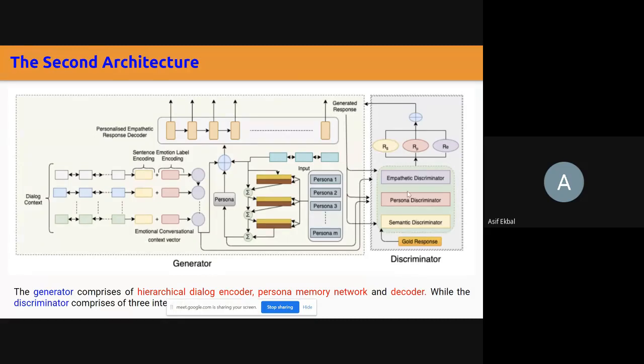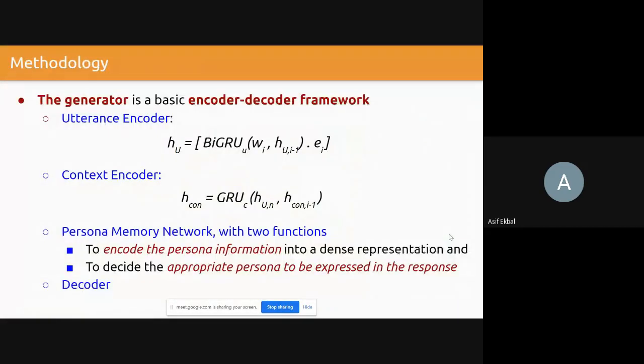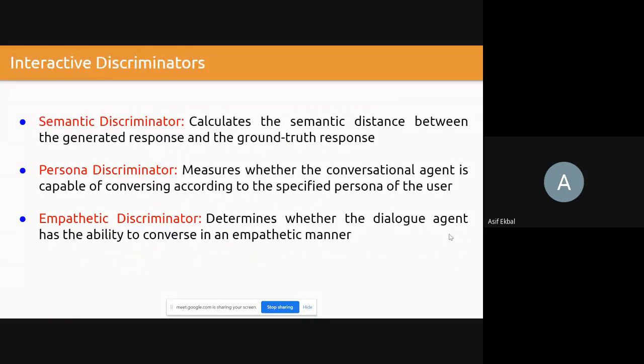Now there are adversarial discriminators also, and there are three discriminators here. One is the semantic discriminator, then the persona discriminator, and the empathetic discriminator. The semantic discriminator basically says how similar the responses you are generating are to the ground truth response. Its goal will always be to generate responses that are closer to the actual response.